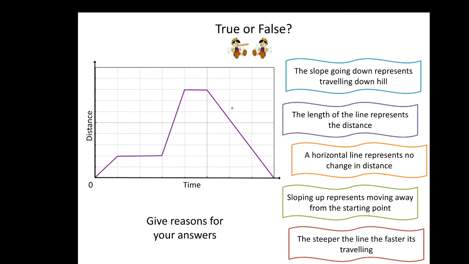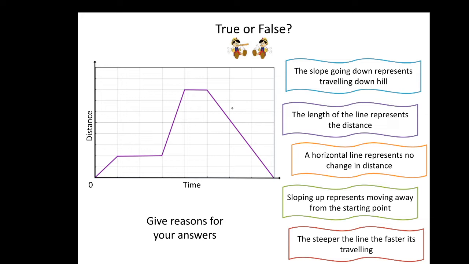I'm going to read through them and I want you to decide whether they're true or false. So, the slope going down represents travelling down a hill. The length of the line represents the distance. The horizontal line represents no change in distance. Sloping up represents moving away from the starting point. The steeper the line, the faster it's travelling. So pause and just note down somewhere if you want to, or just have a think, true or false.